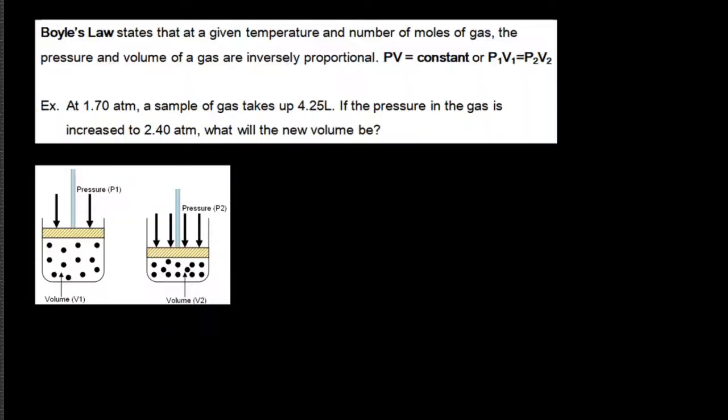Okay? The first one is your Boyle's Law. It states that at a given temperature and number of moles of gas, the pressure and volume of gas are inversely proportional. So, PV is equal to constant or P1 V1 equals P2 V2.